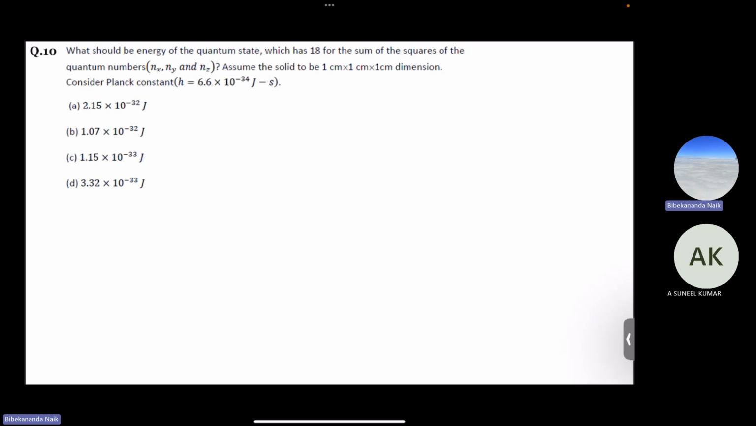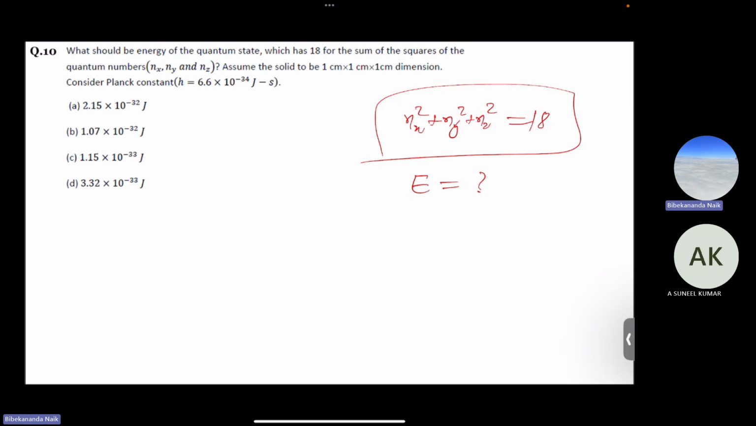So now we are considering here the quantum theory, that is, what will be the energy of the quantum state which has the sum of squares of the quantum numbers, that is nx square plus ny square plus nz square equals 18. Then what will be the energy corresponding to those values? The options are option A 2.15 into 10 to the power minus 32 joules, option B 1.07 into 10 to the power minus 32 joule, option C 1.15 into 10 to the power minus 33 joule, or option D 3.32 into 10 to the power minus 33 joule.